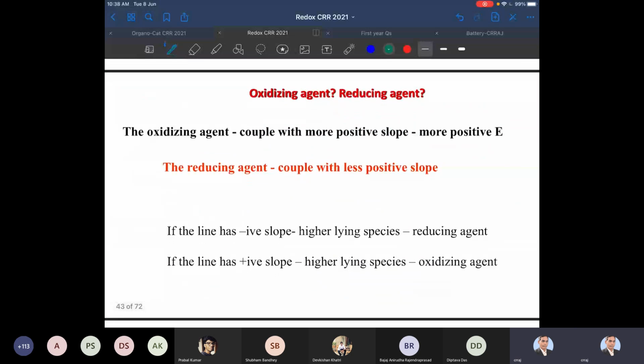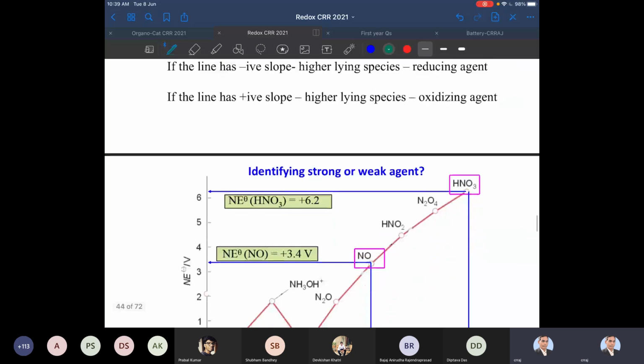The oxidizing agent is coupled with the more positive slope, I think you know very well, and the reducing agent with the less positive slope. If the line has a negative slope, the higher lying species is a reducing agent. And if the line has a positive slope, the higher lying species is basically an oxidizing agent. Don't get confused. Basically, we are simply playing with the E0 value, but in a different way. I interpret it for convenience, to quickly read out and quickly understand the chemistry of that particular species.